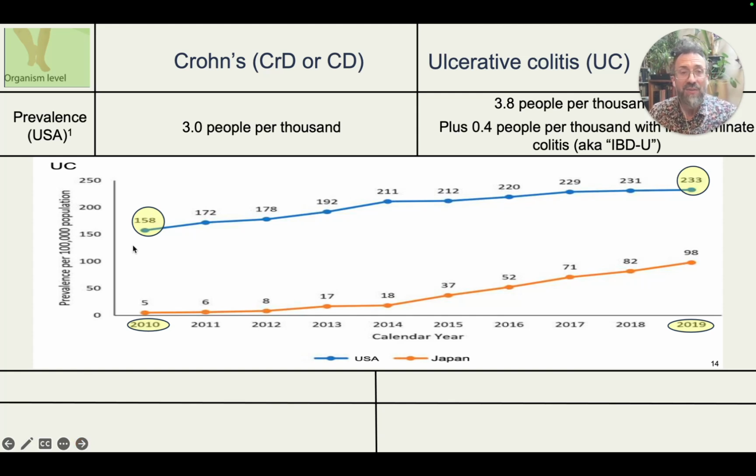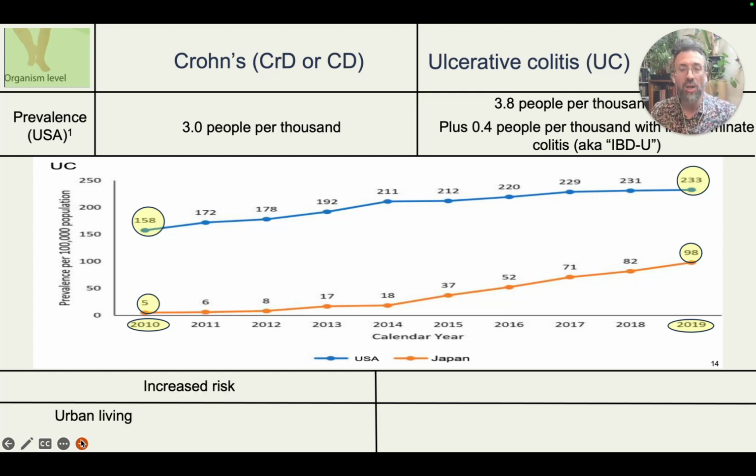So that's a 50% increase in a decade. And in Japan, it went from 5 cases per 100,000 to 98 per 100,000. So 20 times higher over the course of a decade. So this is very common around the world in industrialized countries, and in newly industrial countries, we see rates of inflammatory bowel disease really, really increasing over the past 10, 20, 30 years in most places.